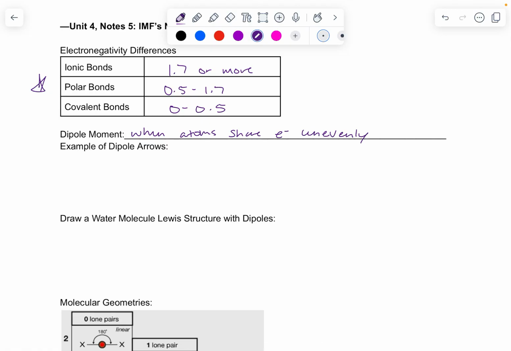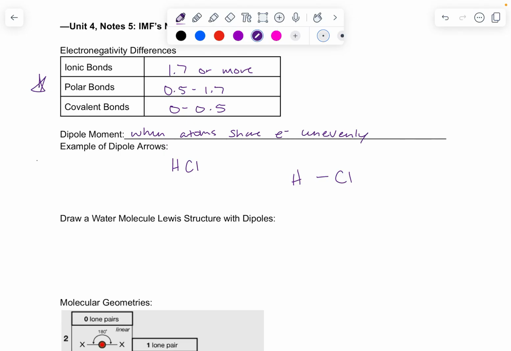So right here it says example of dipole arrows. When we have these dipoles, when we have this uneven sharing, we can add some notations to this so that we can read it really well. So I want to talk about this guy right here. What is this? This is hydrogen chloride. Very good, hydrogen chloride. So we've got a hydrogen bonded to a chlorine. But when we write this bond, we want to add this notation for whether it's polar or not.